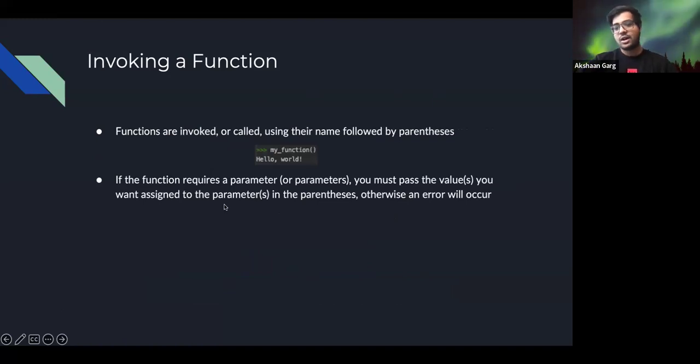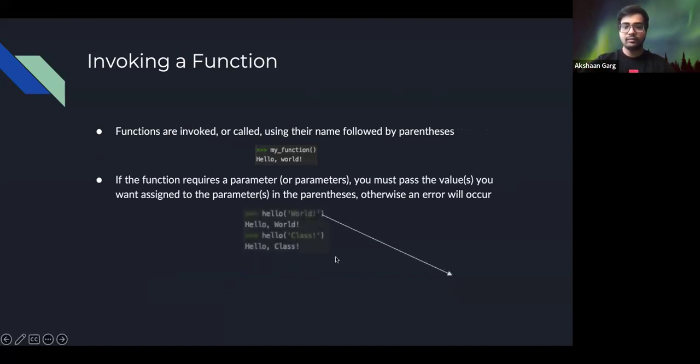Then we also saw how we can invoke a function, right? So we simply write down the name of the function, and if it has arguments, we provide the arguments inside the parentheses, right? So in this example, we had created a function named hello, and it took an argument of the item that you want to say hello to, right? So in our case, if we say hello and then in the parentheses world, we have hello world, right?